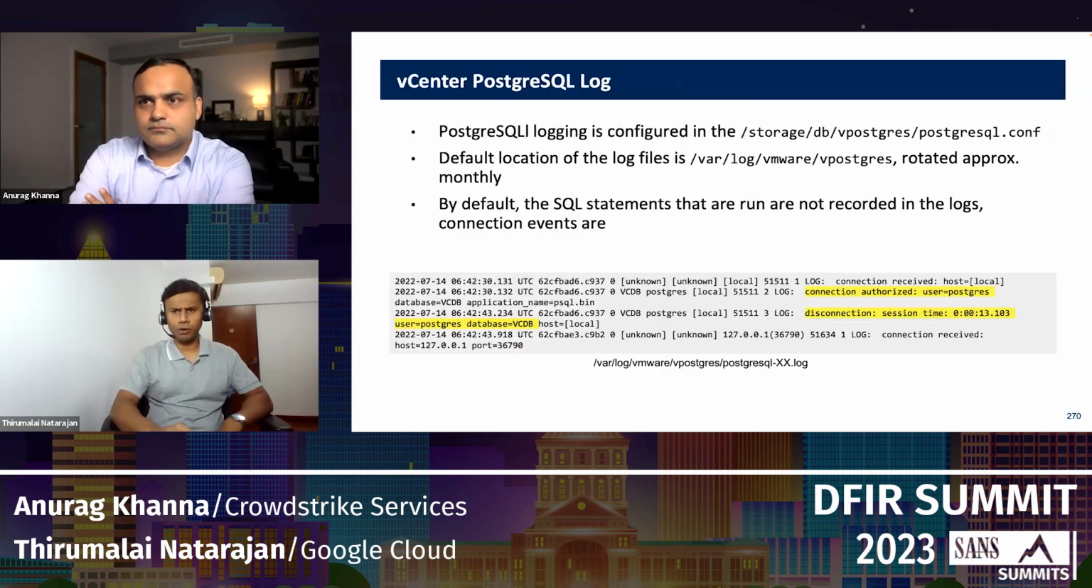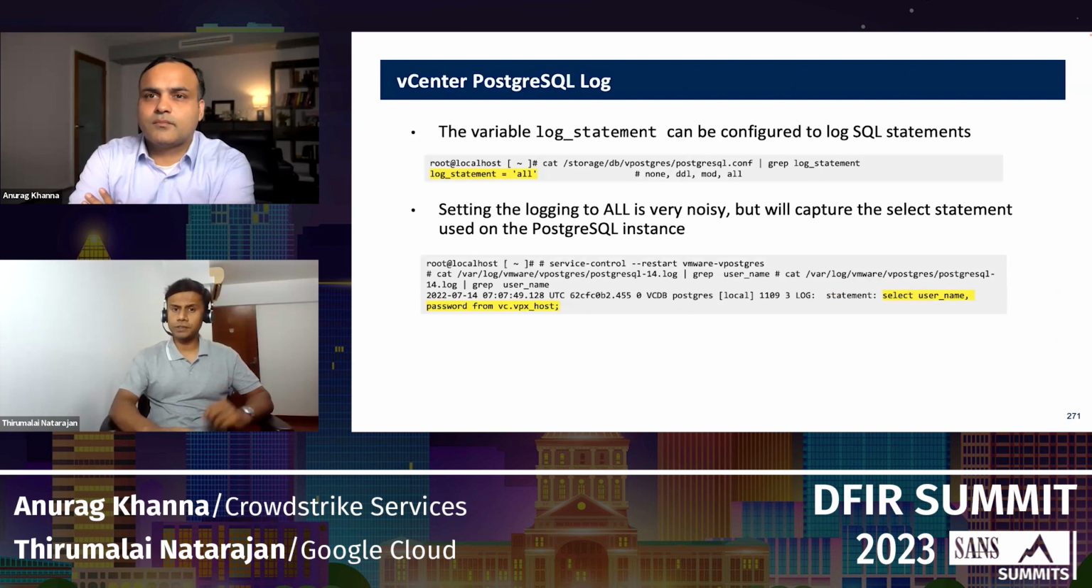Now let's talk about the logging. The PostgreSQL logging is enabled by default, so this will record if any connection is initiated to the PostgreSQL database. But the default setting will not record any queries or SQL statements that are executed within the database. In order to record the queries, you need to tweak the file postgresql.conf. You need to add the value all to the parameter log_statement, and then you need to restart the service.